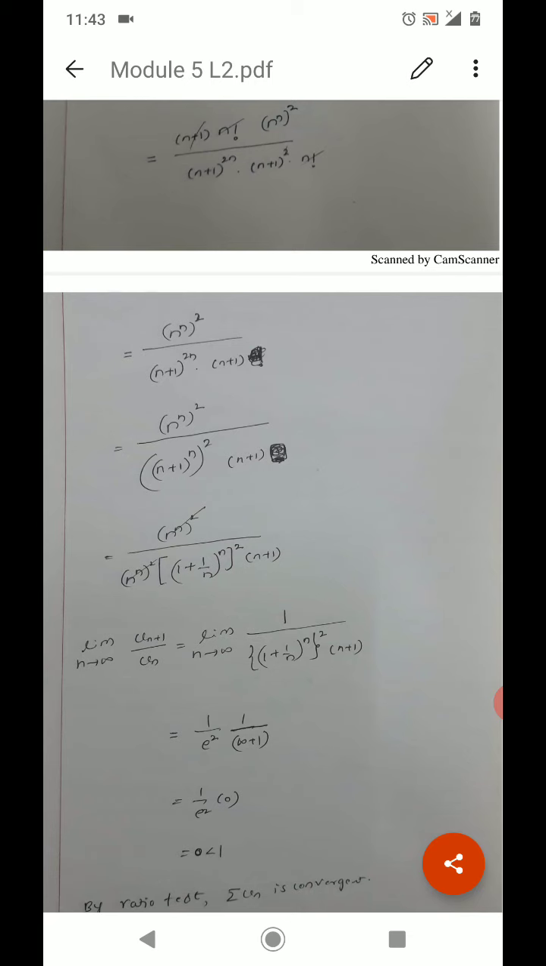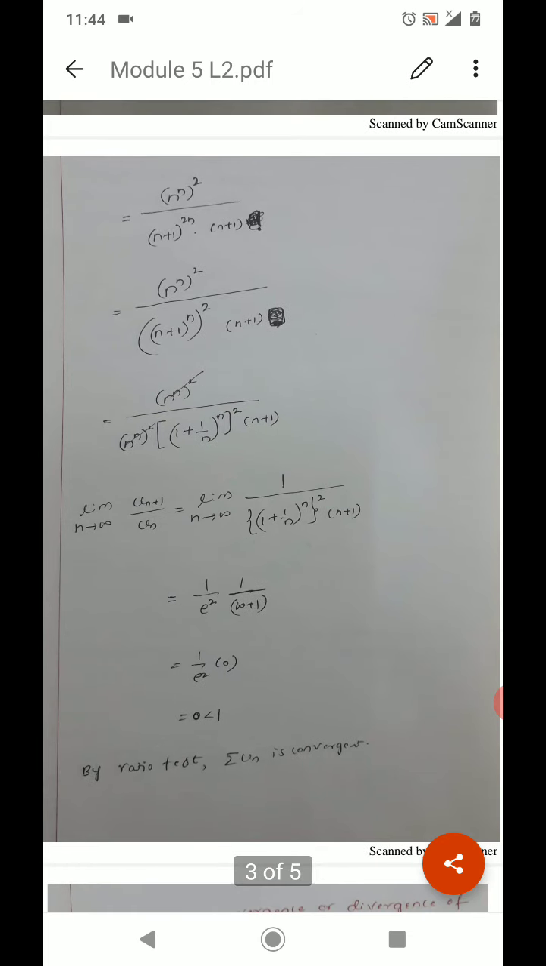Therefore, after applying the limit we get 1 by e square into 1 by (infinity plus 1). Since n tends to infinity, that will become infinity plus 1. So 1 by infinity is obviously 0. So 1 by e square into 0 will become 0. So that is less than 1, and hence the given series is convergent.